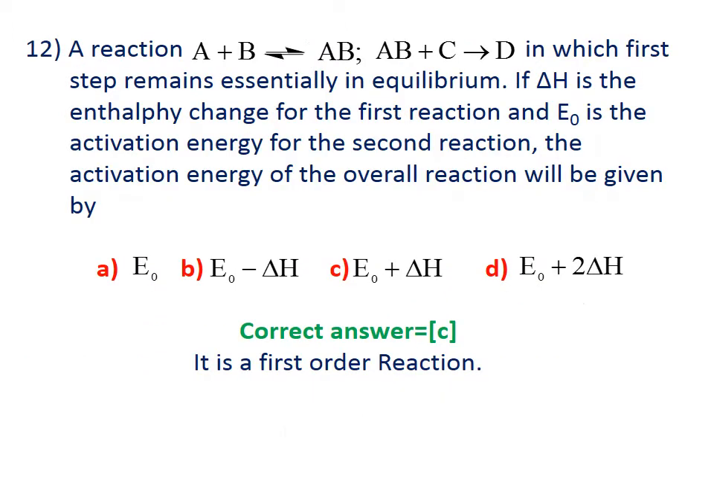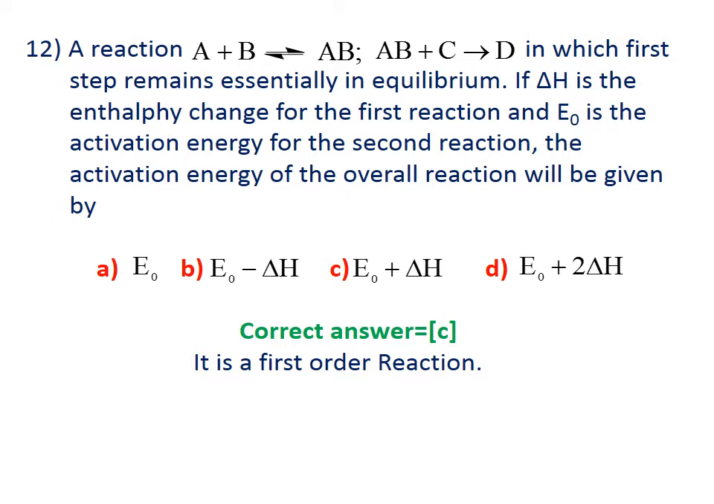A reaction A plus B reversible arrow AB, and AB plus C gives D, in which the first step remains essentially in equilibrium. If delta H is the enthalpy change of the first reaction and E0 is the activation energy for the second reaction, then the activation energy of the overall reaction is given by, here it is a first order reaction, therefore the value will be equal to E0 plus delta H. Therefore the correct answer is C.